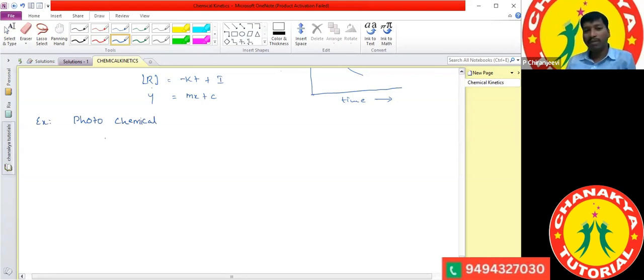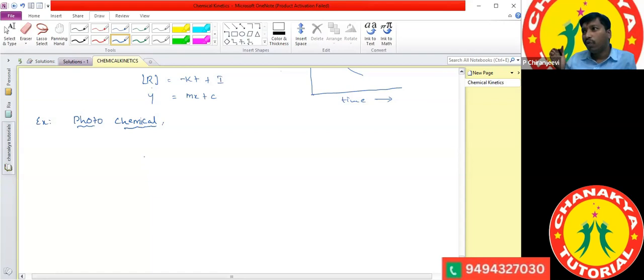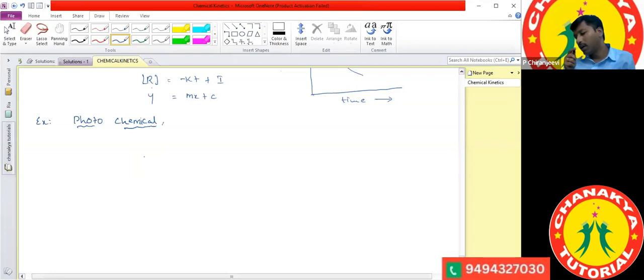What are the examples of photochemical reactions? What is meant by a photochemical reaction at least? Aditi, Ritu, Kyati. What is an example of a photochemical reaction? Decomposition of AgCl.